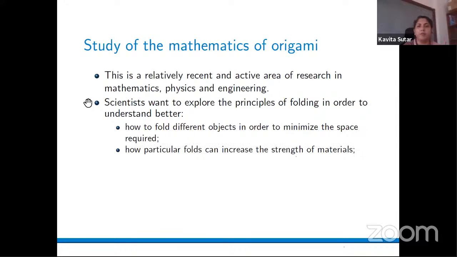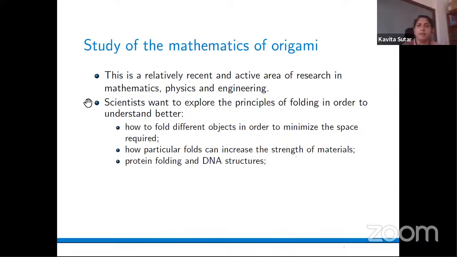How particular folds can increase the strength of materials. So if you look at the applications in civil engineering or architecture, this is one question that is studied there. How can you fold in such a way that the strength of the material being used is improved, is increased?